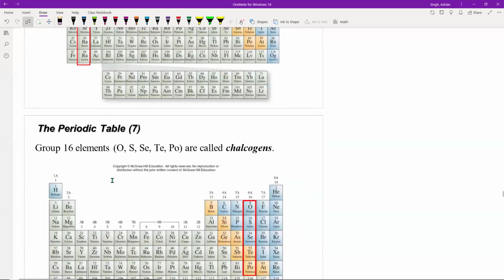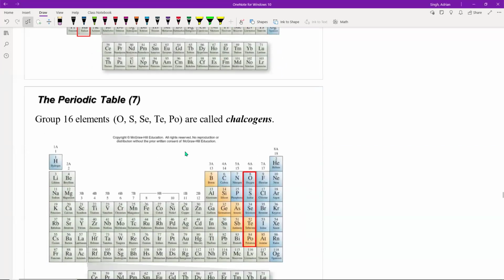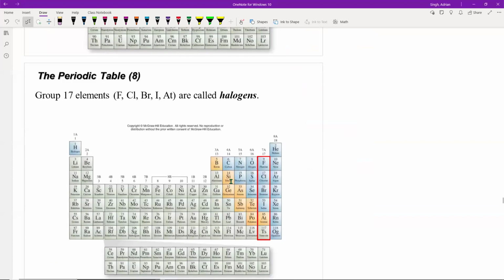If we jump over now to group 6A, so things like oxygen, sulfur, selenium, tellurium, polonium, these are known as chalcogens, which is a term you don't see very often, but you do encounter it sporadically. The group next to them, group 7A, these are known as halogens, or halogens, if you want to pronounce it differently. It's both spelled the same.